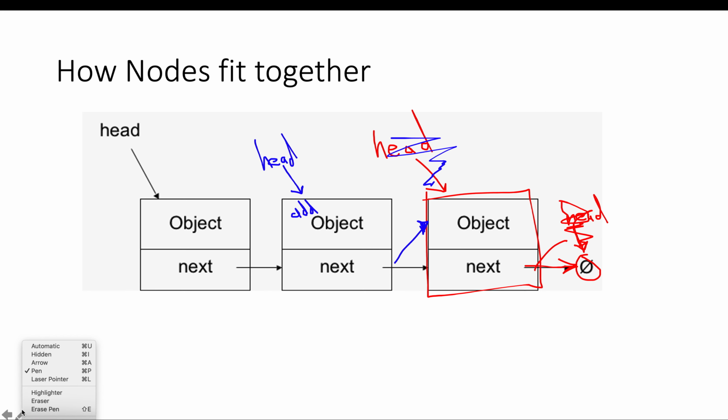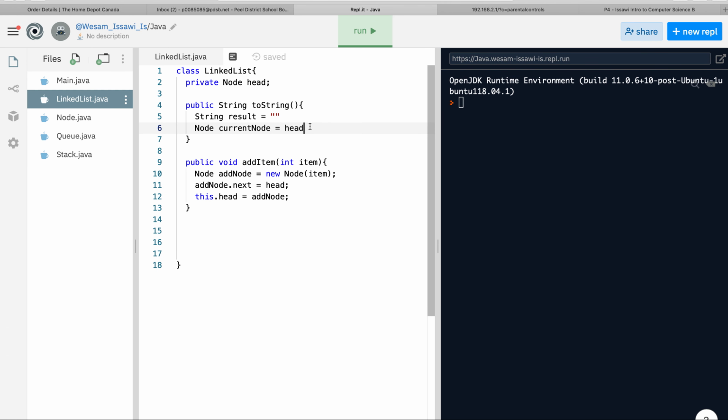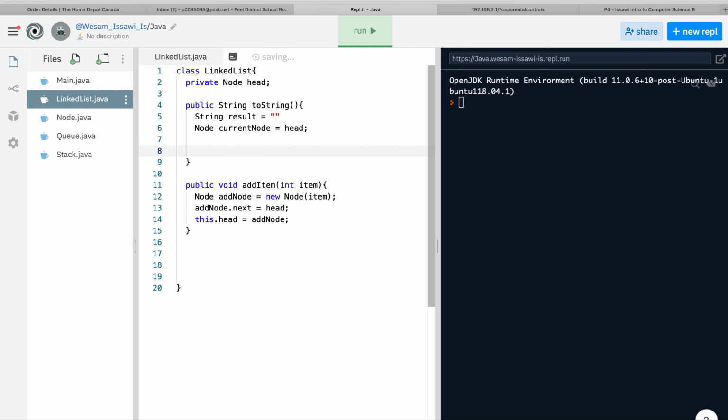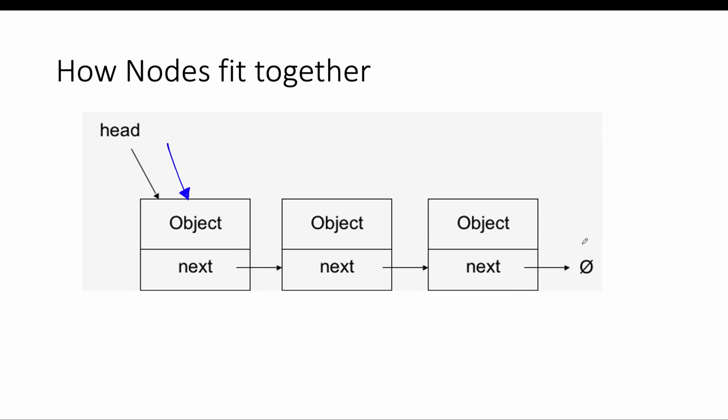First, let's erase everything. Erase pen. So what would we say? We'd say our current node is our head. So that's our current node. Current node equals head. So what do we have to do? We want to keep changing. We want to keep going over this node until we get to null. We want to look at this, then we want to look at this, then we want to look at this, and then we want to look at null.